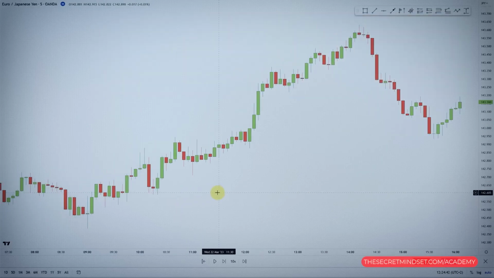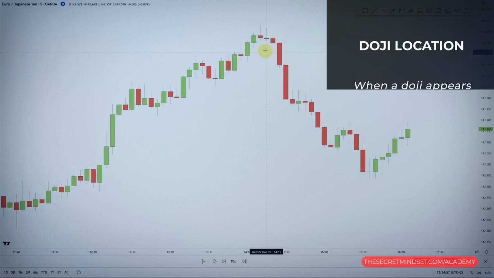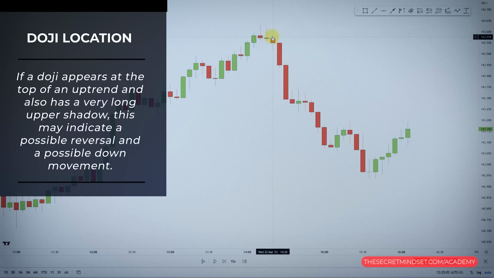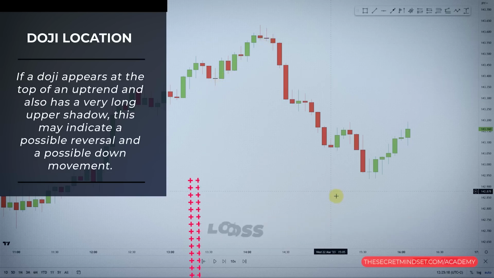When a doji appears at the bottom of a downtrend and also has an exceptionally long lower shadow, it shows that sellers tried to move price lower but couldn't. This hints at the likely reversal and a possible movement to the upside. If a doji appears at the top of an uptrend and also has a very long upper shadow, this may indicate a possible reversal and a possible down movement. In the first place, doji candles indicate a loss of momentum, and based on the appearance of any shadows, may provide reversal signals.